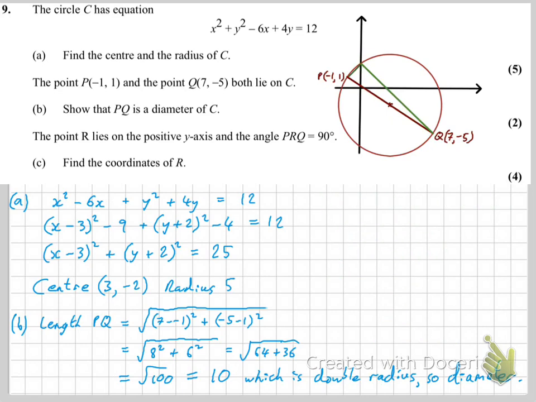and I have gone way too far ahead there. Excuse me. So, read the question carefully. The point R lies on the positive y-axis. It doesn't say it lies on the circle, though. The angle PRQ is 90 degrees.